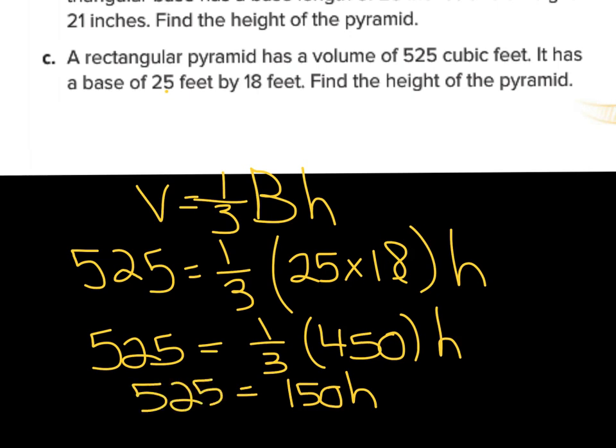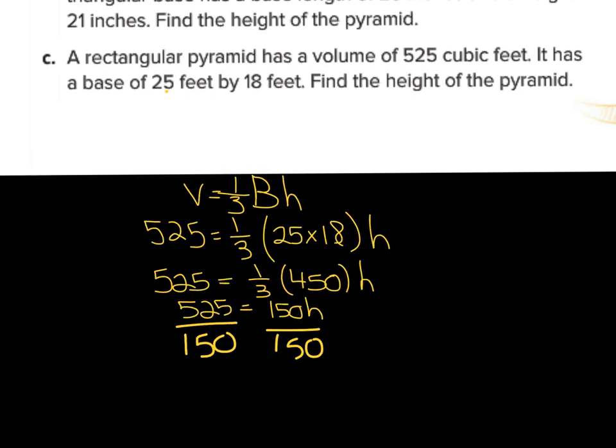How do we get rid of the 150 to isolate the h? Well, we divide it out on both sides. Now, on one side, it's going to be divided out entirely. So we have our height left. On this side, we can simplify this fraction.